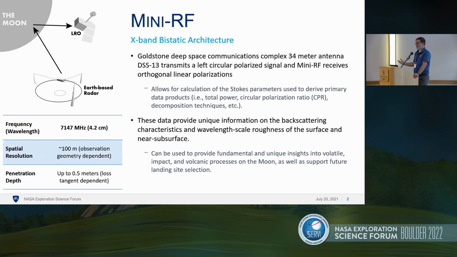Now, we transmit the same signal we would as if MINER-F had been the transmitting antenna. So we're collecting the same data we did when LRO first launched and MINER-F was a monostatic system, and it allows us to collect a variety of products to give us information about the physical properties at radar wavelengths of lunar materials down to the penetration depth of the system.